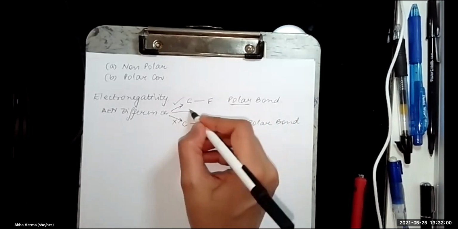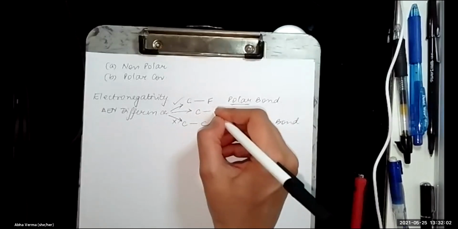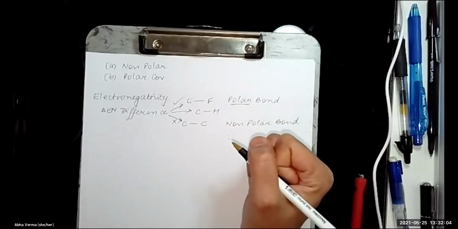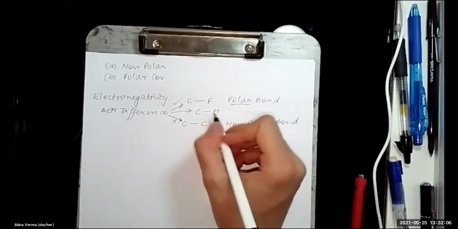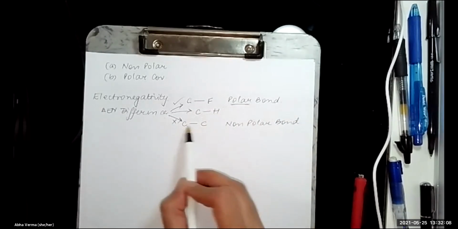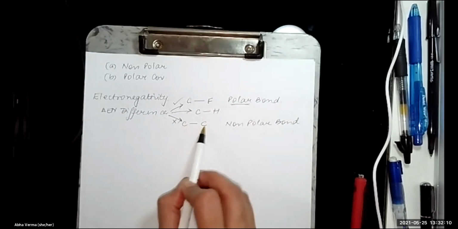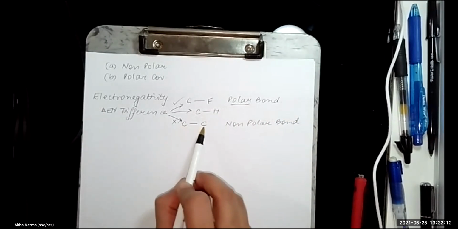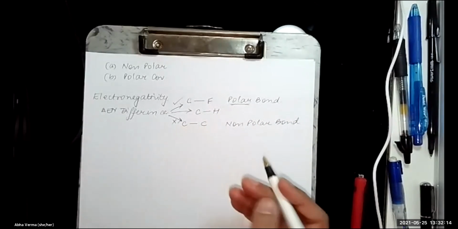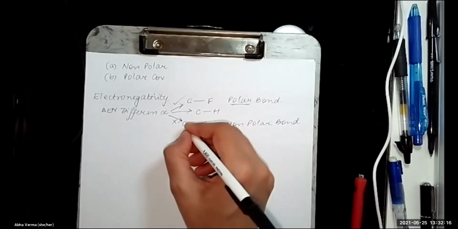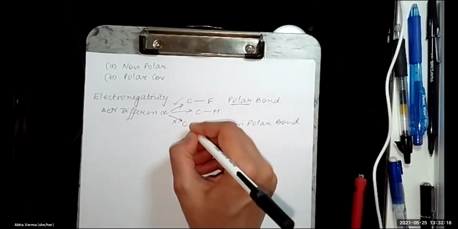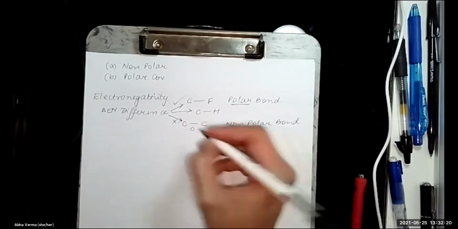Now, the question is between carbon and hydrogen. We can understand why there is no electronegativity difference between carbon-carbon. Both of them are the same atoms. Both of them have the same electronegativity. So the difference will be 0.